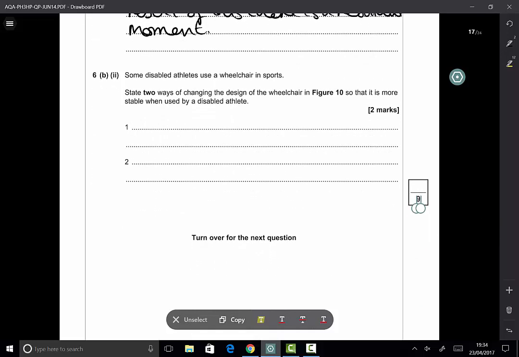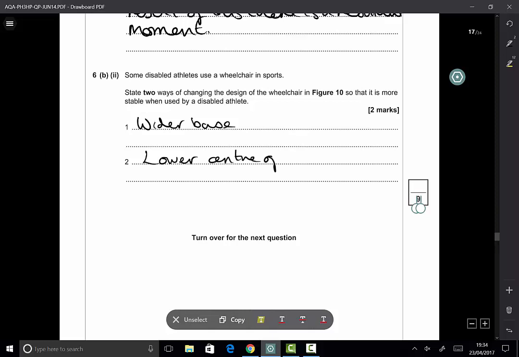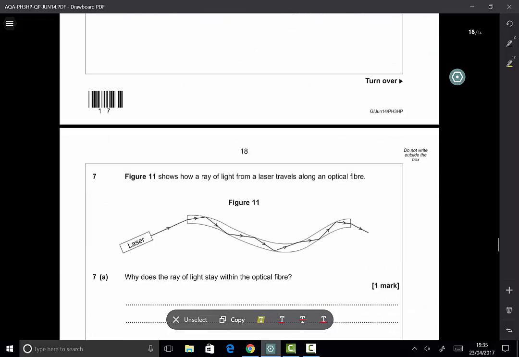Some disabled athletes use a wheelchair in sports. State 2 ways of changing the design of the wheelchair so that it is more stable. So we could use a wider base and a lower centre of mass. Again, those 2 points are worth remembering because they quite often ask about making something more stable.